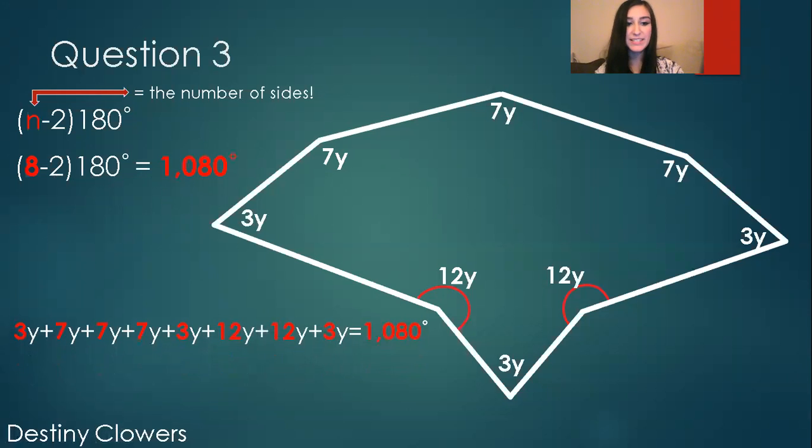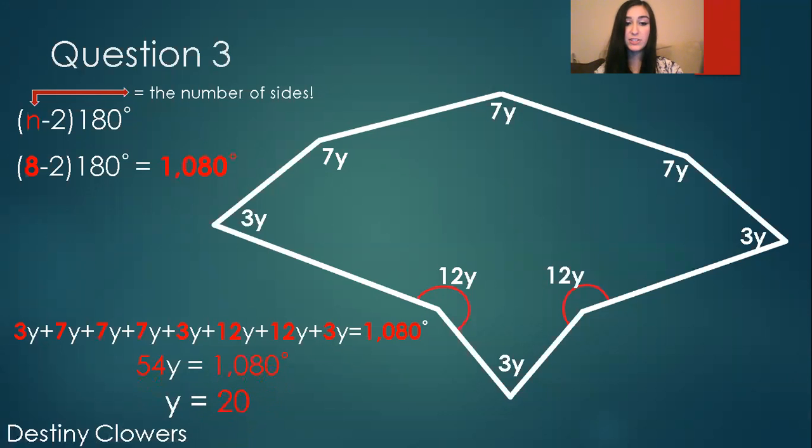Now what we're going to do is set the sum of the measures of the interior angles, which are all of these, equal to the value of the sum of the measures of the interior angles, which is 1080 degrees. So you can see I've got that set up right here for you with every interior angle. And all you're going to do from here is solve for y. So that means we're going to simplify the left side. We're going to add all of those numbers together. And we get 54y equals 1080 degrees. Now we're just going to simply divide by 54 on both sides. And when we do that, y now equals 20.